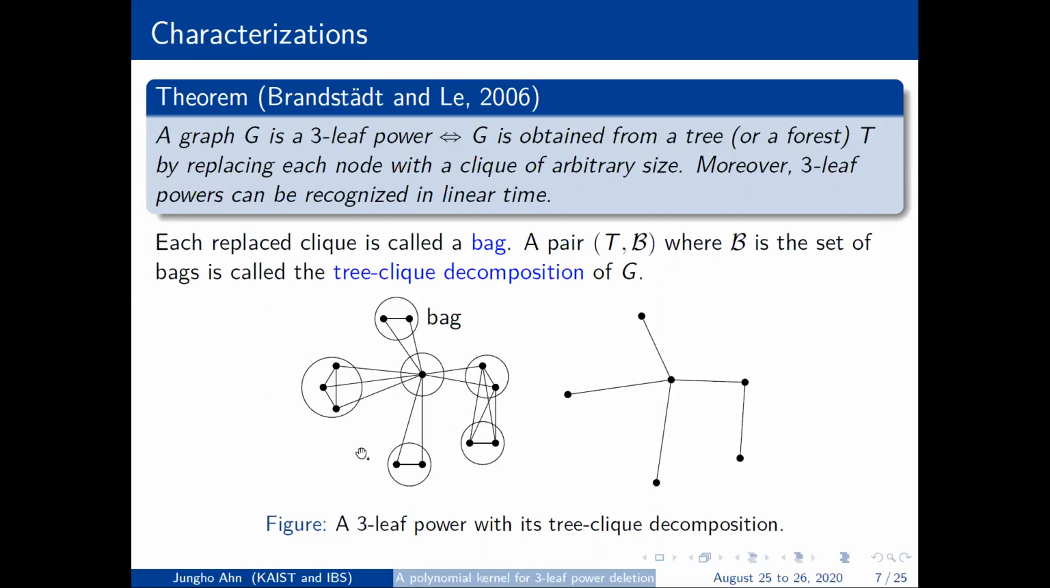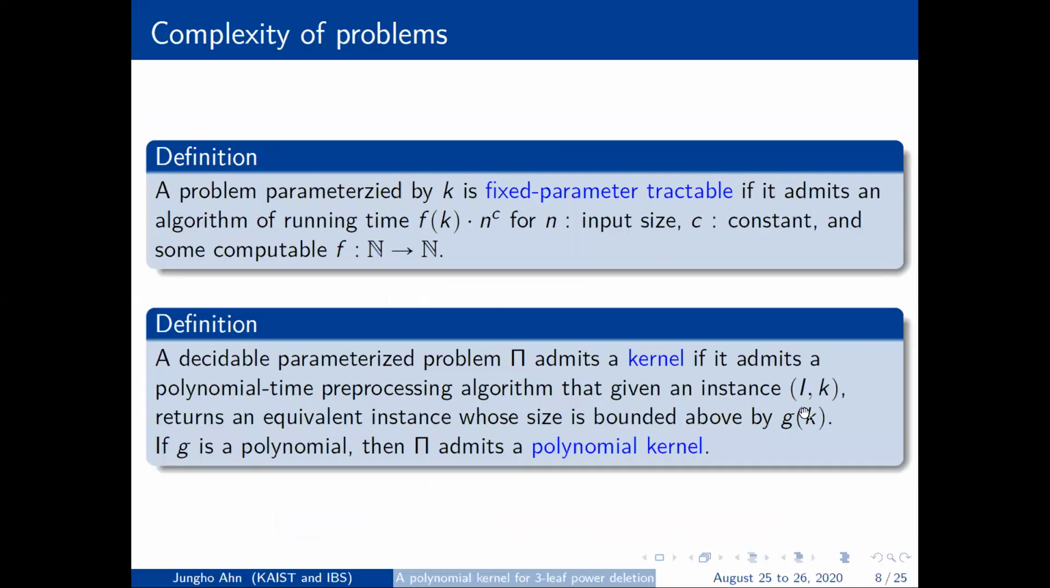In this figure, the left graph is a leaf power, and so it has the tree-clique decomposition. So I circled each bag, and the right graph is exactly that T. And one can easily check that the left graph can be obtained from this tree by replacing each node with a clique of arbitrary size. For instance, this node is replaced with a clique of size 2, and this node is replaced by a clique of size 3.